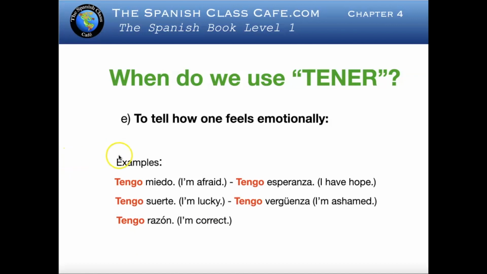We use it also to tell how we feel emotionally. Examples here are tengo miedo, tengo esperanza, tengo suerte, tengo vergüenza, tengo razón. Again, miedo, suerte, razón, esperanza, vergüenza, they are nouns. Again, we use it with nouns, not with adjectives.